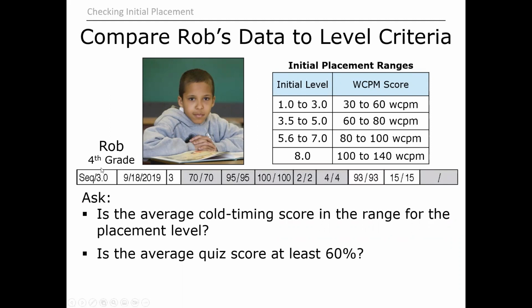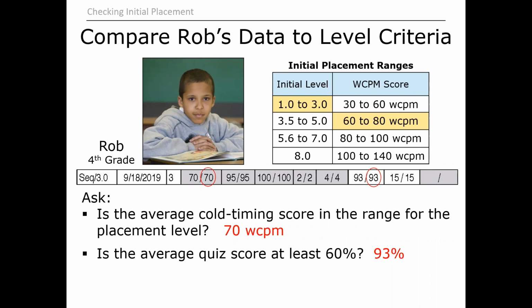Rob is working in level 3.0 and his cold score is 70. Is that within the range? So take level 3.0, plug it into this table. It is not within that range. It's outside that range. What about his quiz? Is he at least at 60? His quiz is over here. He's at 93. So he's doing really well on the quiz. And his cold timing score is outside the range for placement.